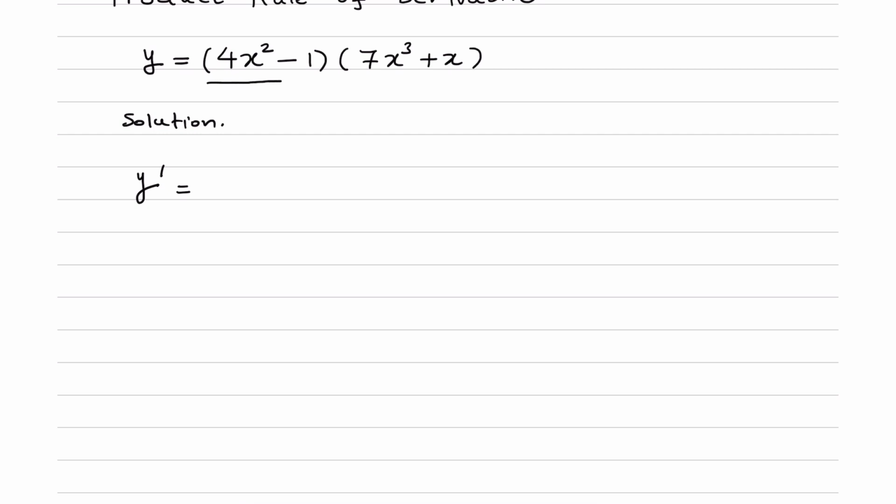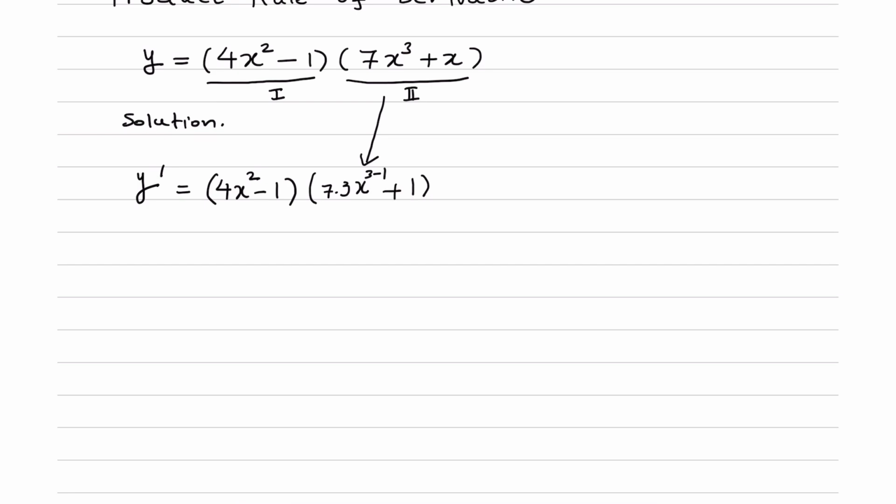But before that, we will call this the first expression and this the second expression. So how does the product rule work? It says: first function as it is and the derivative of the second function. Here we calculate the derivative of the second function: the derivative of the first term, 7x³, is 7 as it is, and the derivative of x³ by the power rule is 3x^(3−1), plus the derivative of x, which is 1.